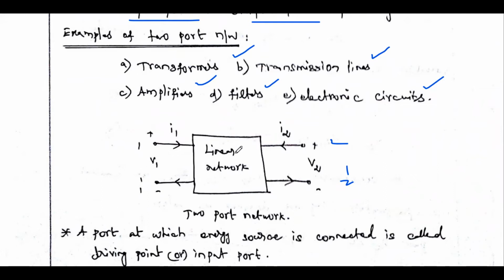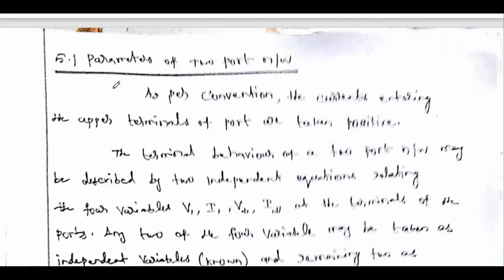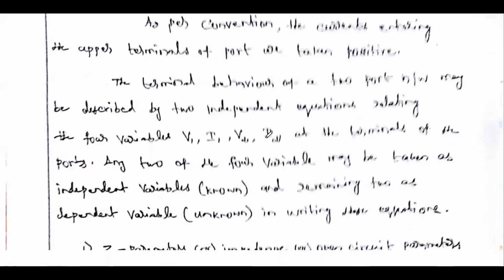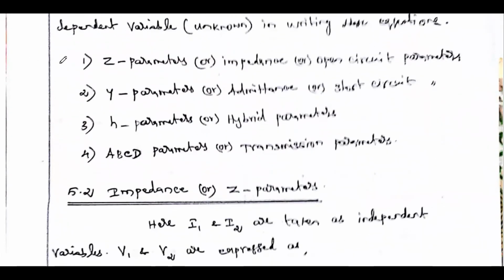Okay, in this unit we are going to analyze the two port network with different parameters. What are the parameters used to analyze the two port network? There are so many parameters, but in our syllabus there are only 4 parameters: one is Z parameter, another is Y parameter, the third is H parameter, and the fourth is ABCD parameter.